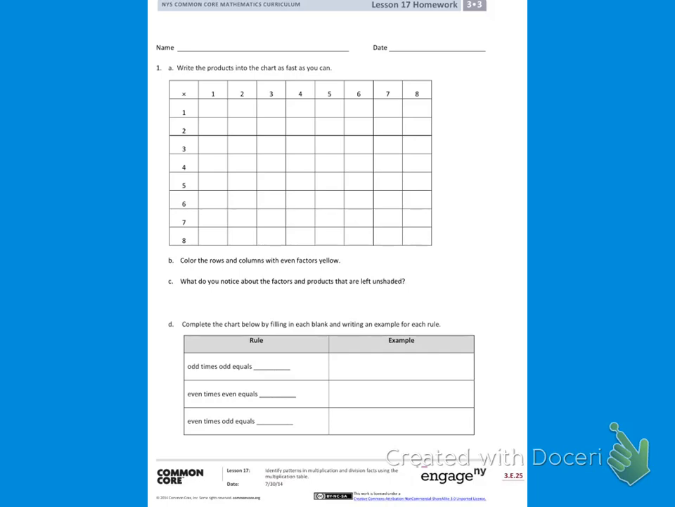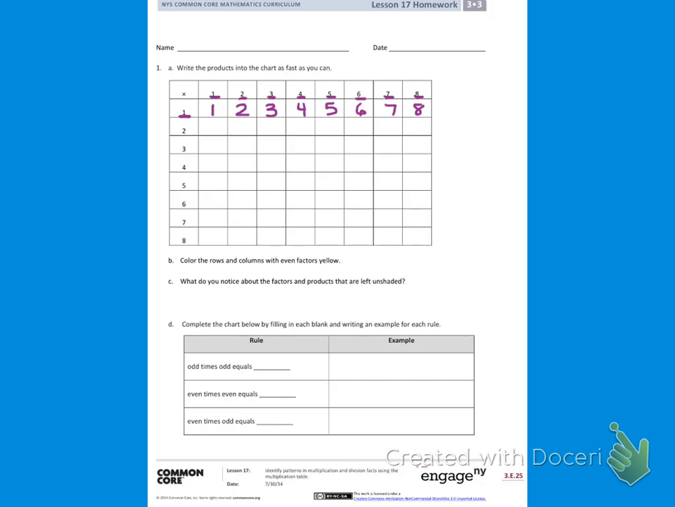First, we look at the 1 in the first row, and we multiply it with the 1 in the first column. 1 times 1 is 1. 1 times 2 is 2. 1 times 3 is 3. 1 times 4 is 4. 1 times 5 is 5. 1 times 6 is 6. 1 times 7 is 7. 1 times 8 is 8.